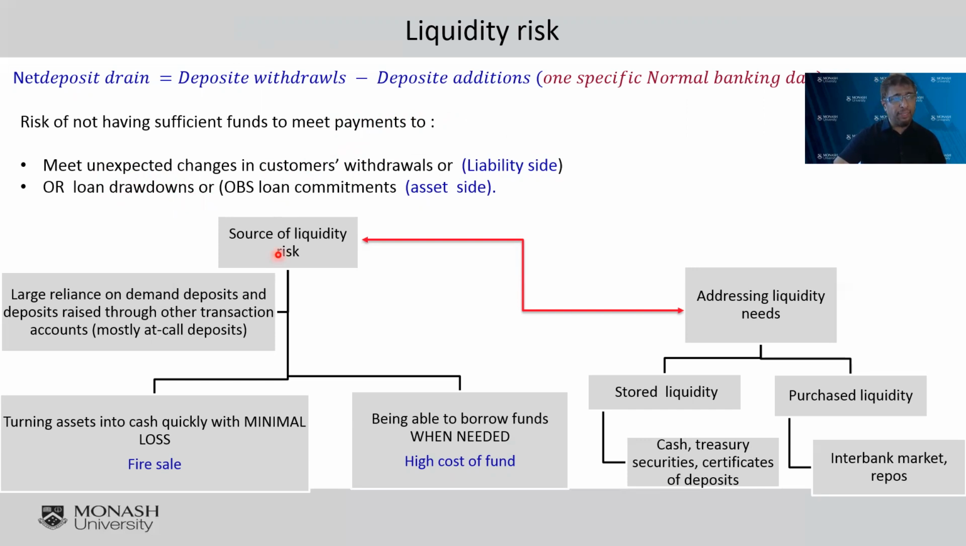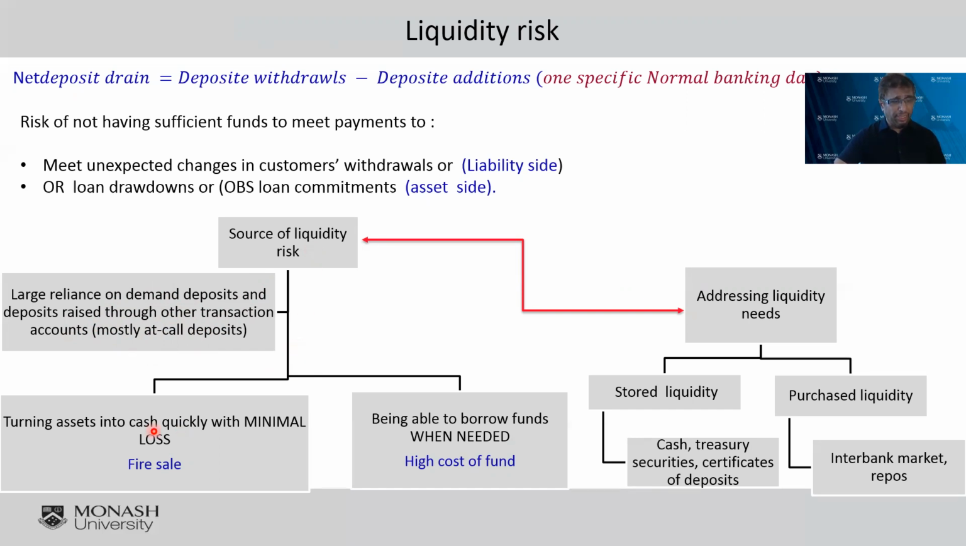So just to summarize, this is the source of liquidity, which can be very risky if you rely on demand deposits and deposits raised through other transaction accounts, mostly call deposits. We have so many types of demand deposits, not only the current accounts and not only the retail deposits. These have a high risk of withdrawals. And what would happen when you have a liquidity problem? You will have to do two things.